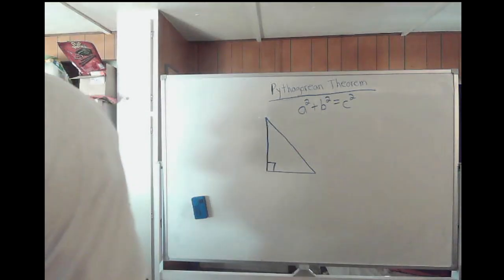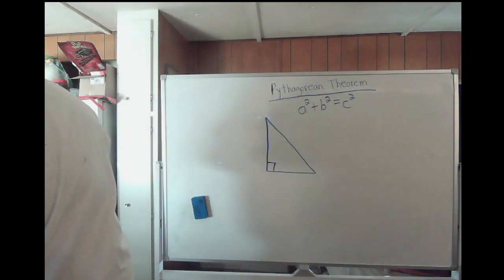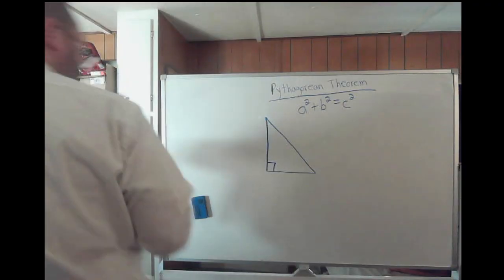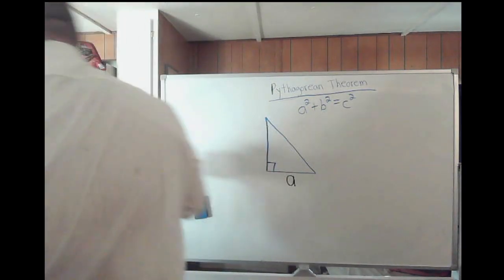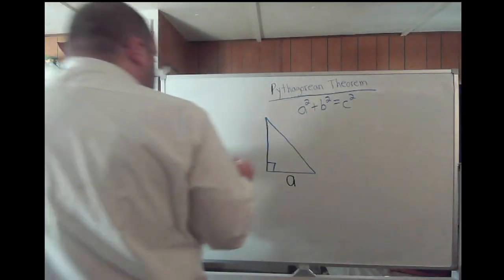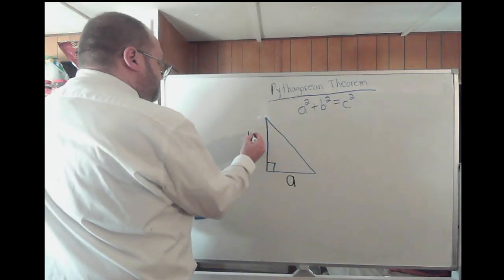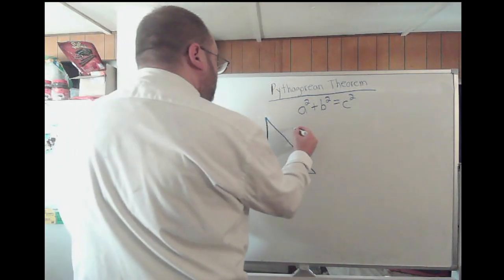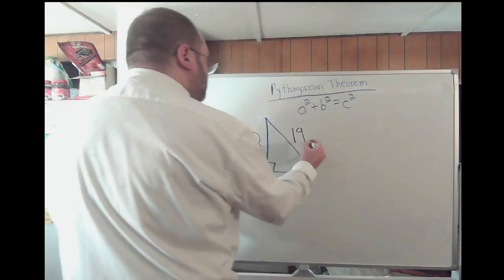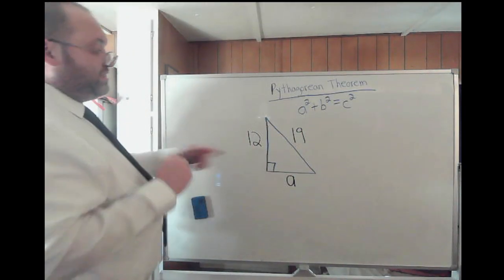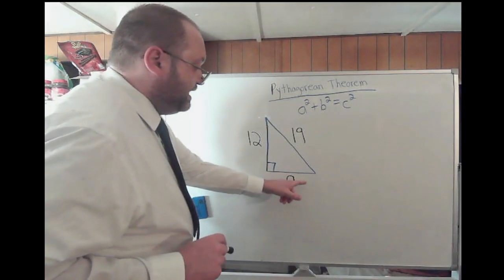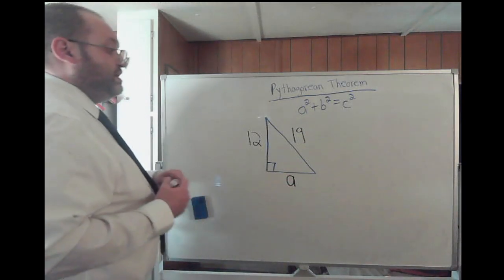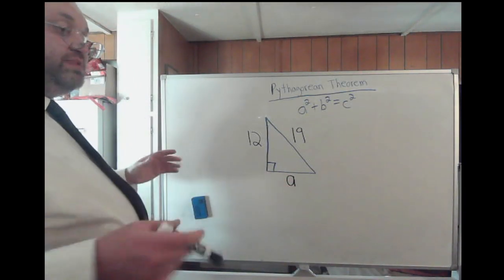Alright, what do we got here? We don't know the length of one leg, which is a. But we know the length of the b leg, which is 12, and the length of the hypotenuse is 19. So we know the length of one leg and the length of the hypotenuse. We don't know the length of another leg, though, which is a. Well, that's okay. We still use Pythagorean theorem.